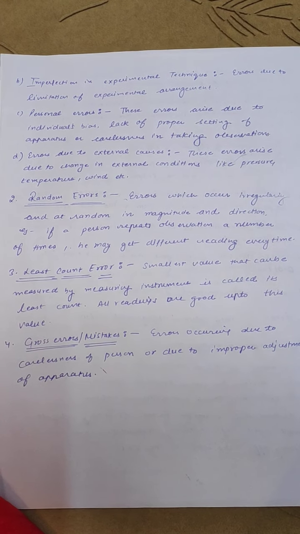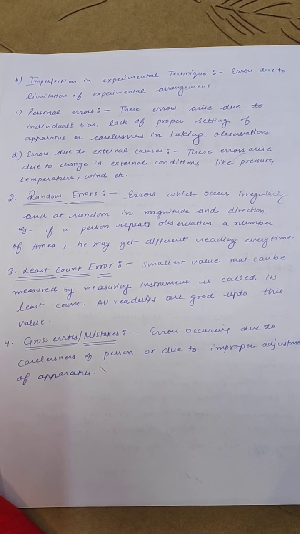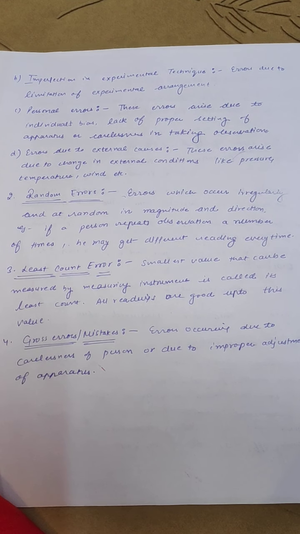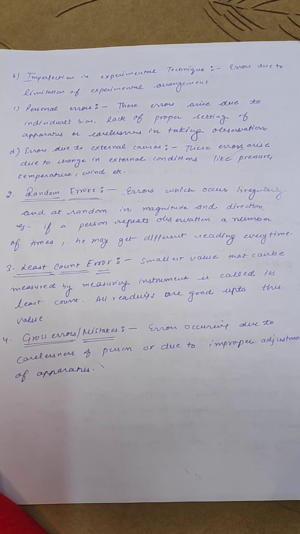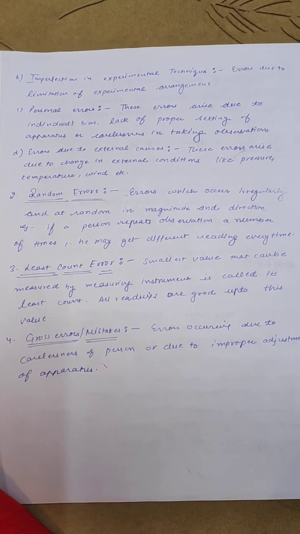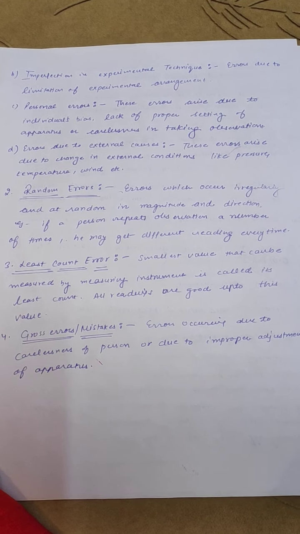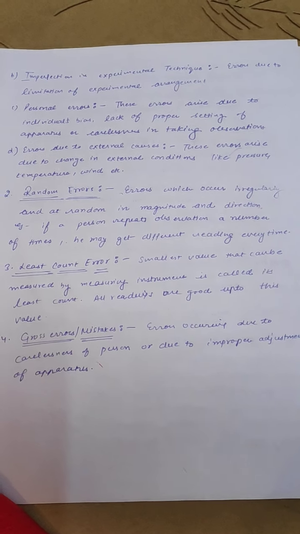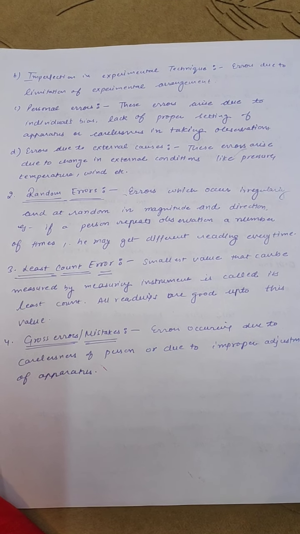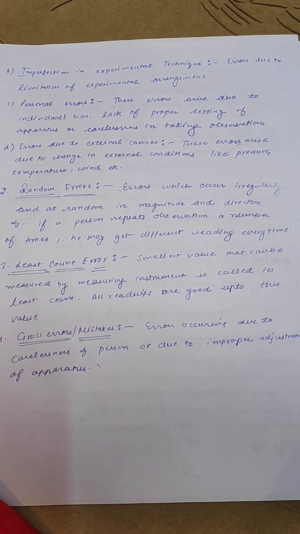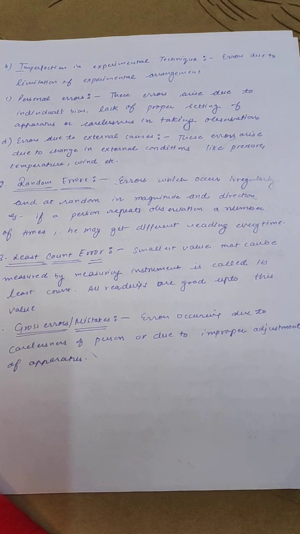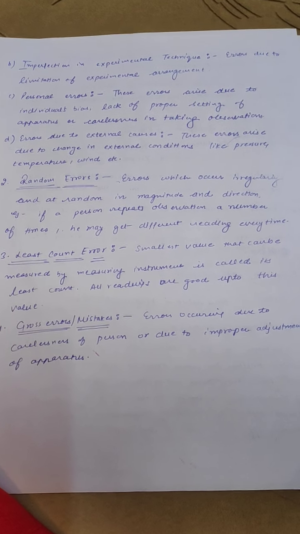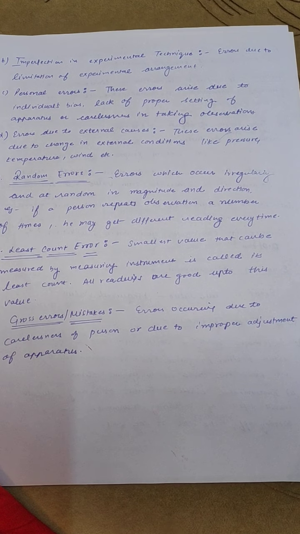Next is least count error. The smallest value that can be measured by a measuring instrument is called least count. This you should know. What is least count? With the help of any tool, you can measure the minimum amount of value, the least value, that is called least count. For example, if we take the case of a scale, a normal meter scale, what is the least count of that?